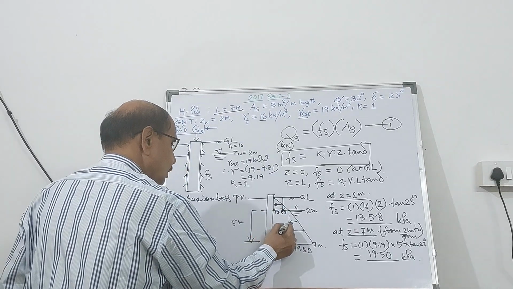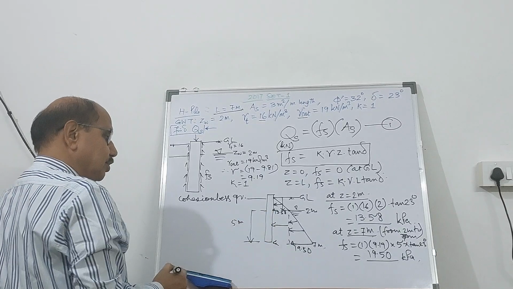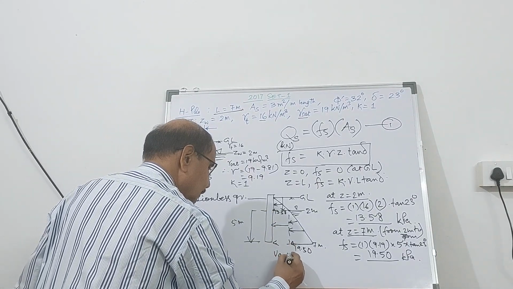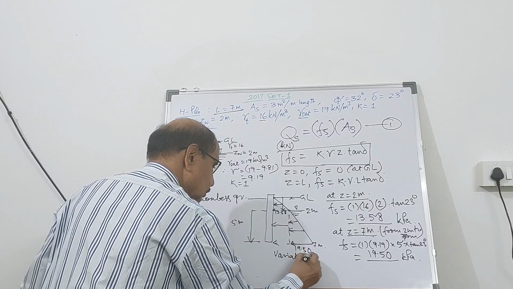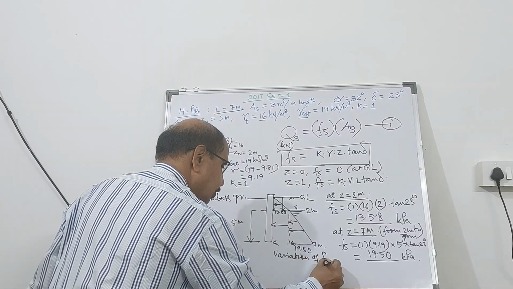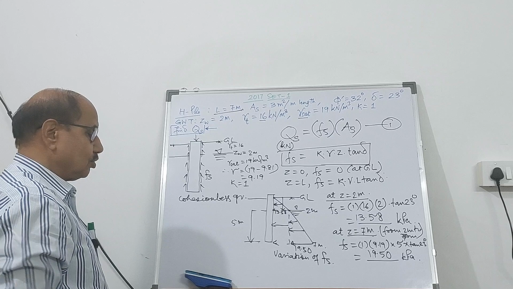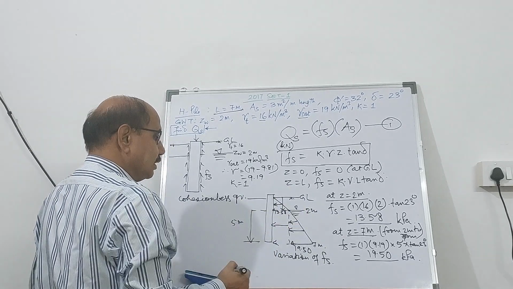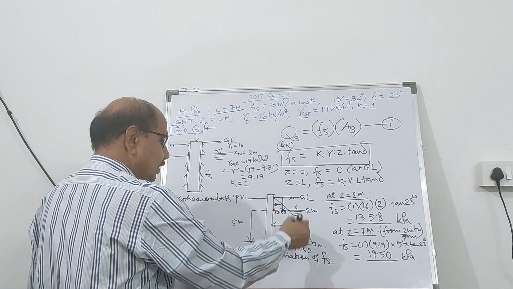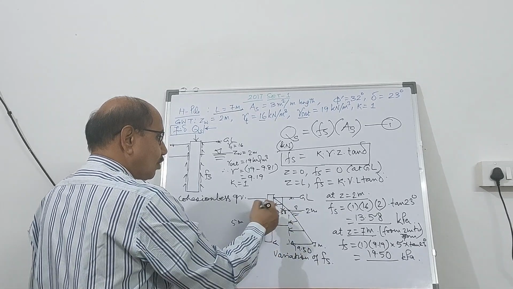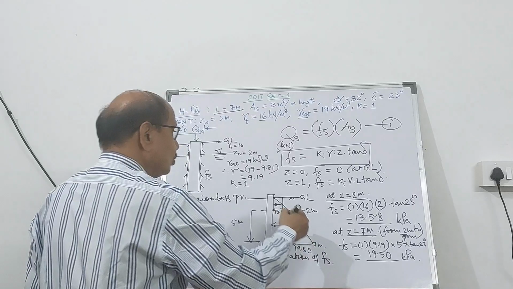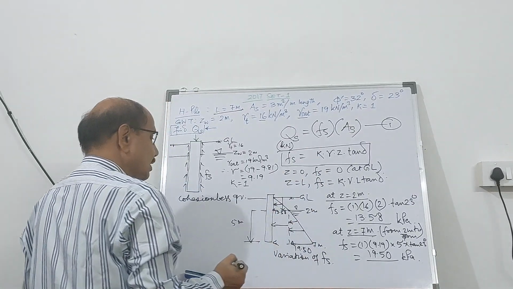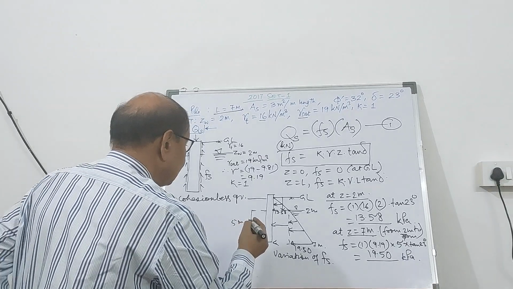So this is the pressure distribution. This shows the variation of unit skin friction, Fs. You can find out the area of this, and having found out the area, you will be able to get the value of Fs. So let us find it out.